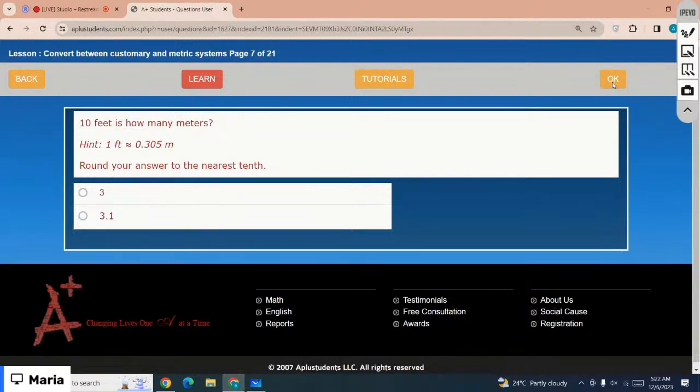10 feet equals how many meters? Which is the correct option? The correct option is 10 times 0.305, that equals 3. The correct option is option number 1. Okay, you can complete the lesson by yourself later today. Let's just move on to the next lesson.